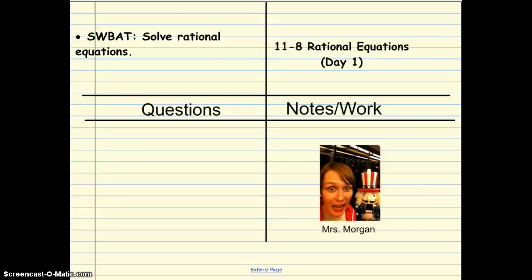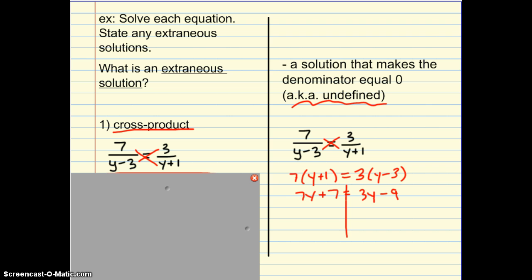Everyone, this is Mrs. Morgan with 11.8 Rational Equations. At the end of this lesson, you will be able to solve rational equations. We're going to solve each equation and state any extraneous solutions.